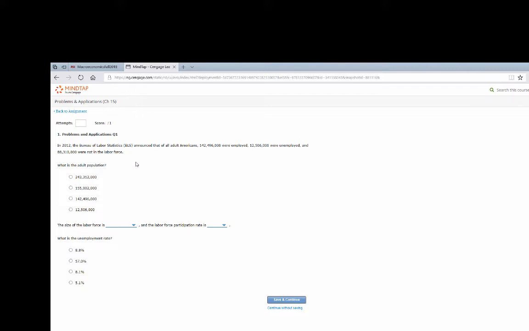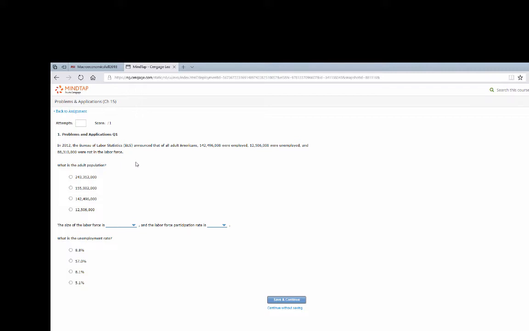And then to get the labor force participation rate, again, it's just formula. So to get the actual rate in a percent form, you're going to take your labor force, and you will then go ahead and divide that by your adult population, and then times that by 100, and that will be your labor force participation rate. And that will then give you that answer.